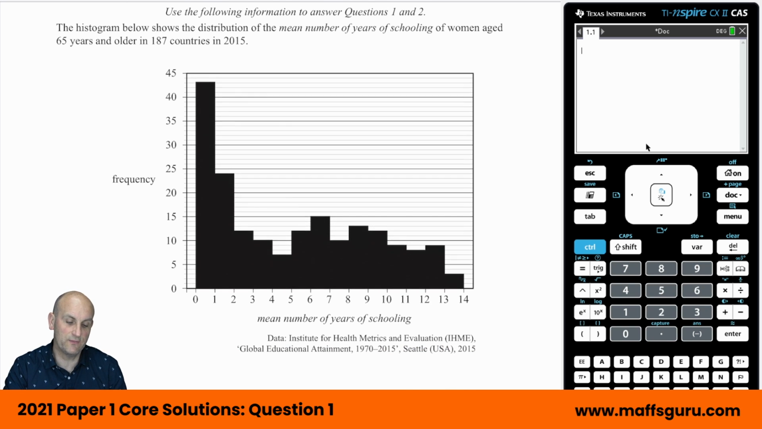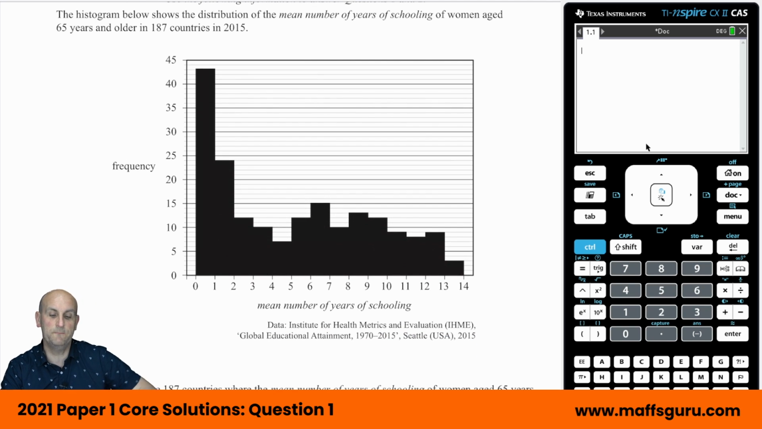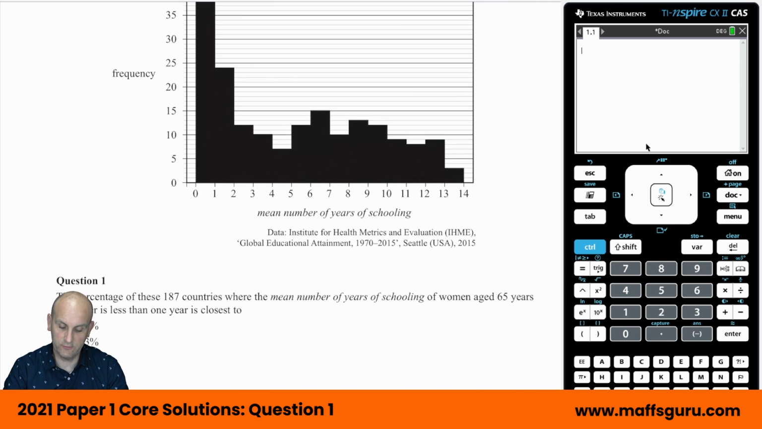So data analysis. The histogram below shows the distribution of the mean number of years of schooling of women aged 65 years and older in 187 countries. Okay, important information there, 187 countries. All right, the percentage of these 187 countries where the mean number of years of schooling of women aged 65 years or older is less than 1 year is closest to. So less than 1 year is going to be the numbers less than here.